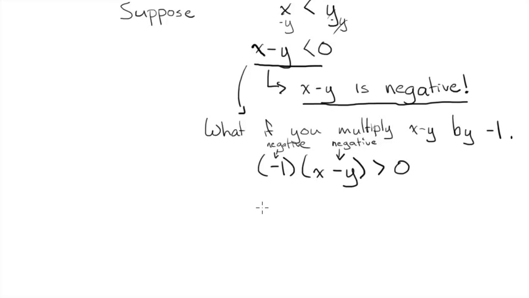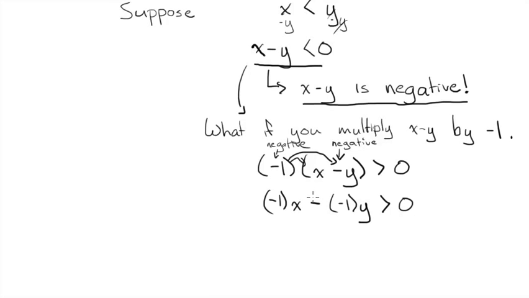So now if I just distribute, I want to write it as minus 1 times x, and then minus 1 times y is bigger than 0. So all I did was I took this negative 1 and I multiplied by both things. And I didn't even expand, I just left it like that.